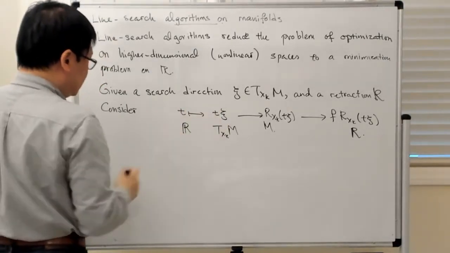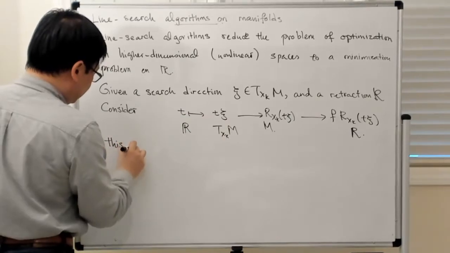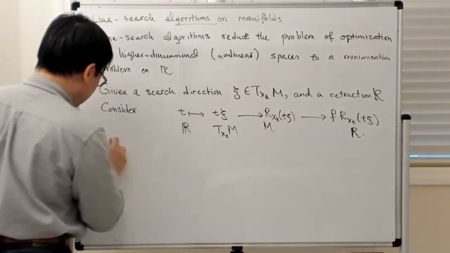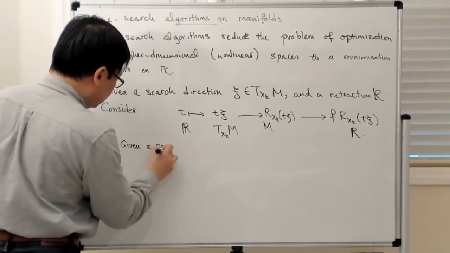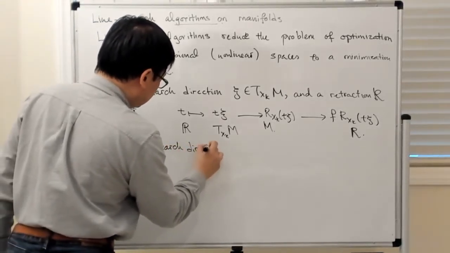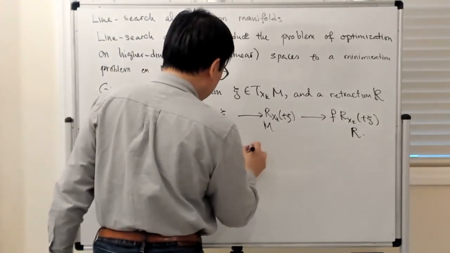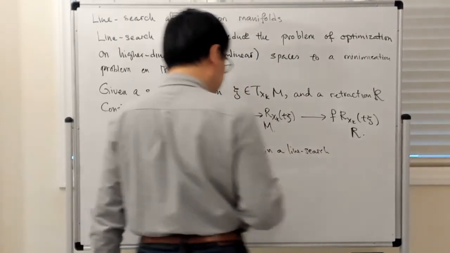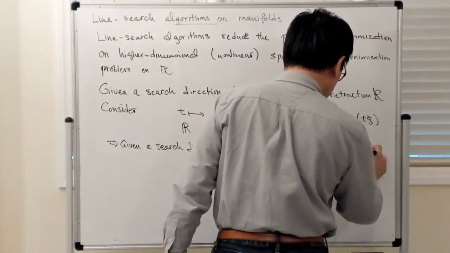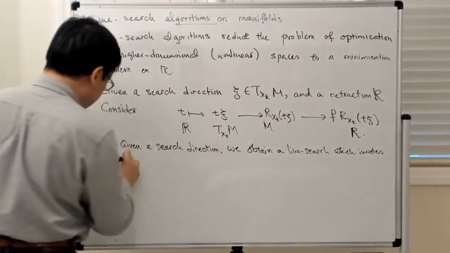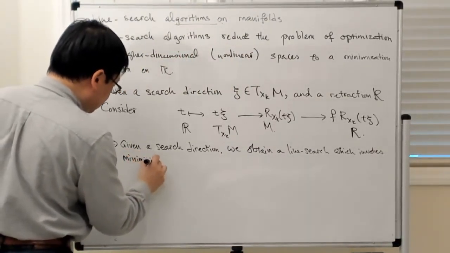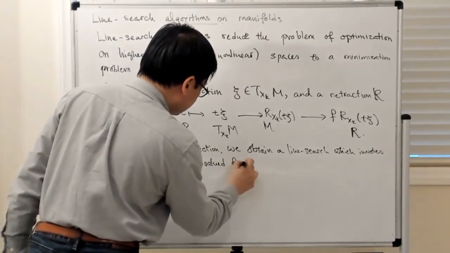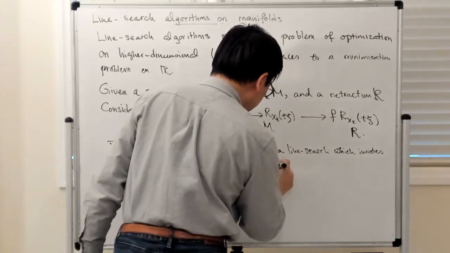So I should say that what this does is, given a search direction, we obtain a line search, which involves minimizing a scalar valued function over the domain R.